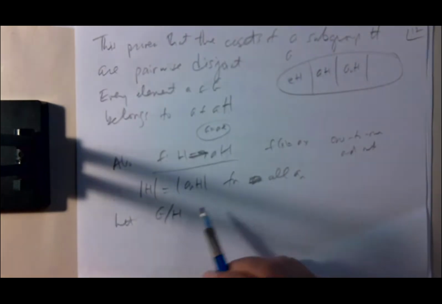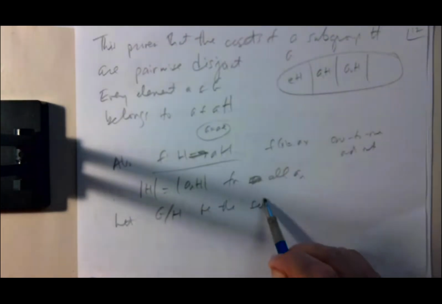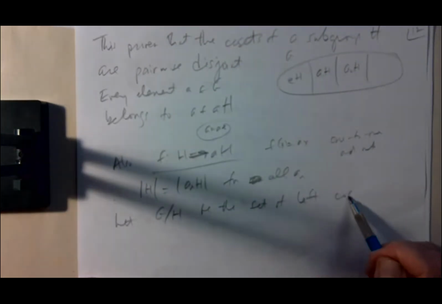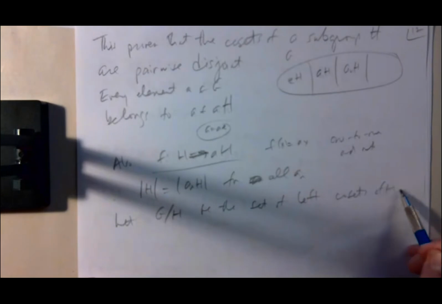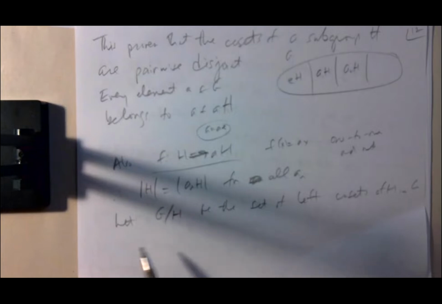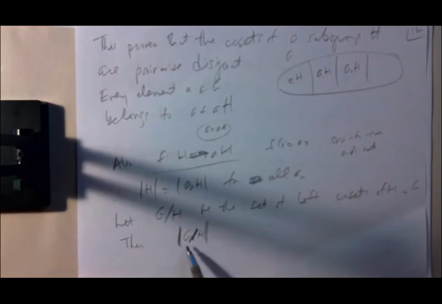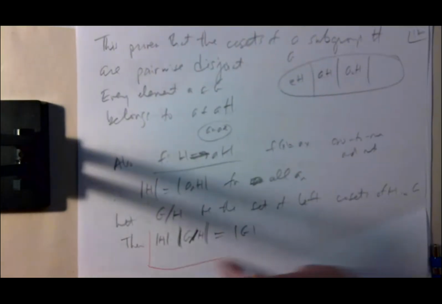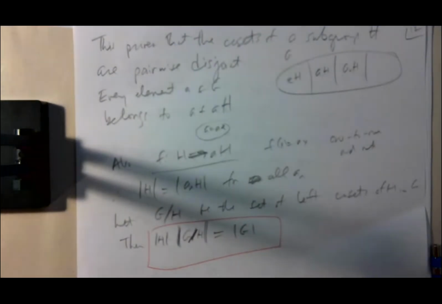Suppose we let G mod H be the set of left cosets of H in G. Then the number of left cosets, so this is the cardinality, times the size of each coset is the size of G. And that's the end of the proof.